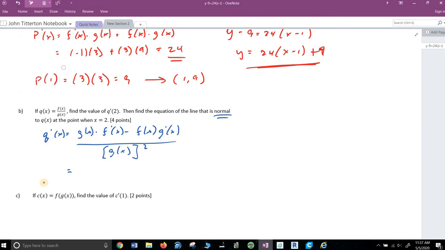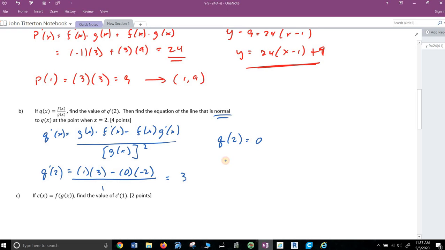notation, such as life. Q prime at 2 equals 1 times 3 minus 0 times -2 over 1, which is 3, and then q of 2 is 0. So the point is 2 comma 0.